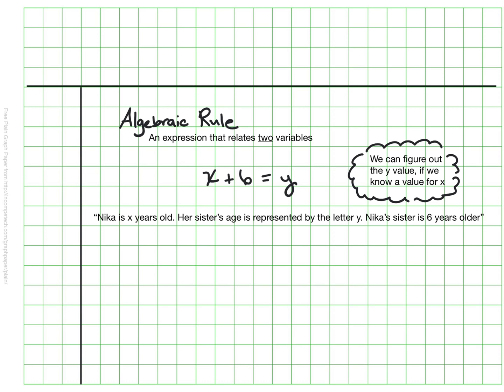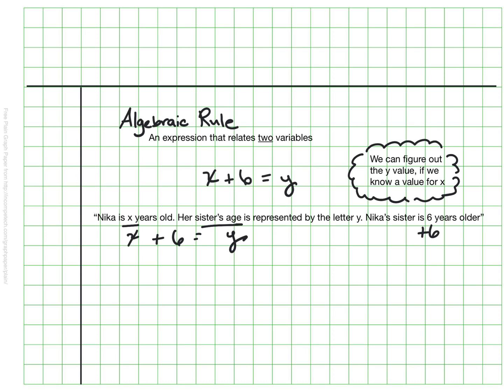So with our Nika example, we can still see some similarities. Nika would be x years old, but this time we say that her sister's age is using the letter y. And we know you could figure out her sister's age if we added 6 to Nika's age. So now we would say, okay, Nika's age plus 6 would equal her sister's age.